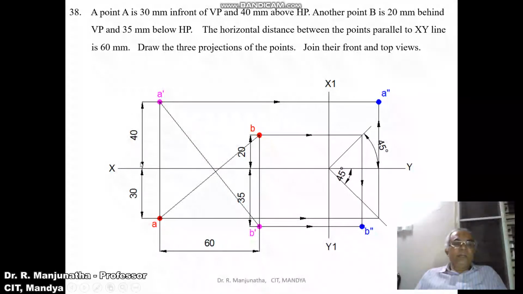Then show the dimensions of 40, 30, 20, 35 and this 60 mm, and here you show the dimensions of 45 degrees and show the directions of projection as shown, and this is the final solution. In the sketchbook we have to write this.